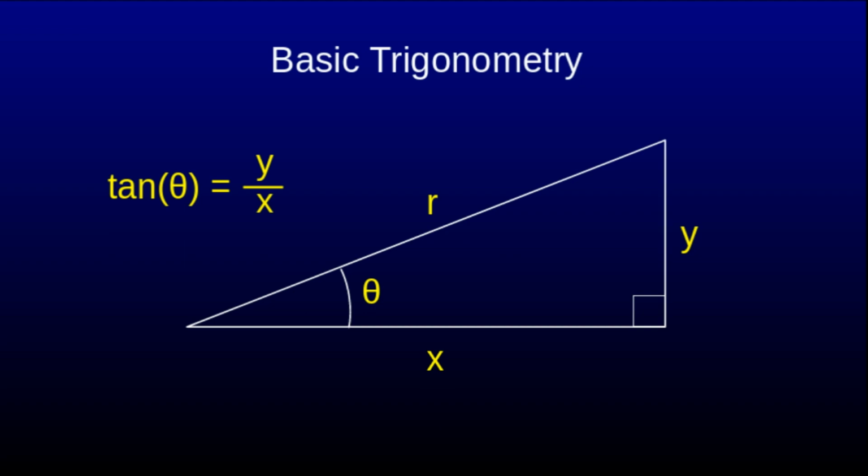This equation, that the tangent of theta is equal to y over x, tells us how the y over x in a triangle relate to one another if we stretch the triangle in one direction. Theta is an angle. This could be either in radians or degrees. And this equation is defined by the figure.